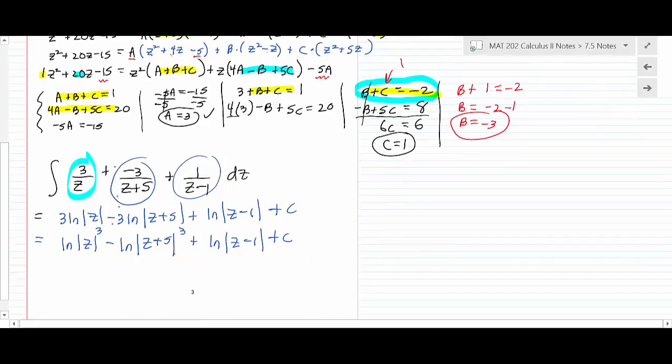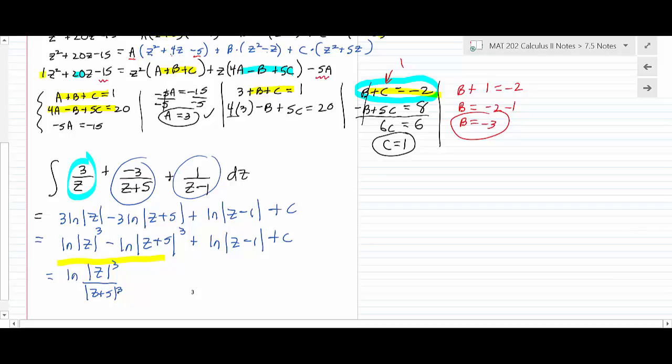Well, the way this goes is like this. It's just college algebra stuff. How do you put together the first 2 logs if there's a minus? A quotient, right? A difference. Okay, you got to remember that and review that. So that would be ln of z to the third over z plus 5 to the third like that.